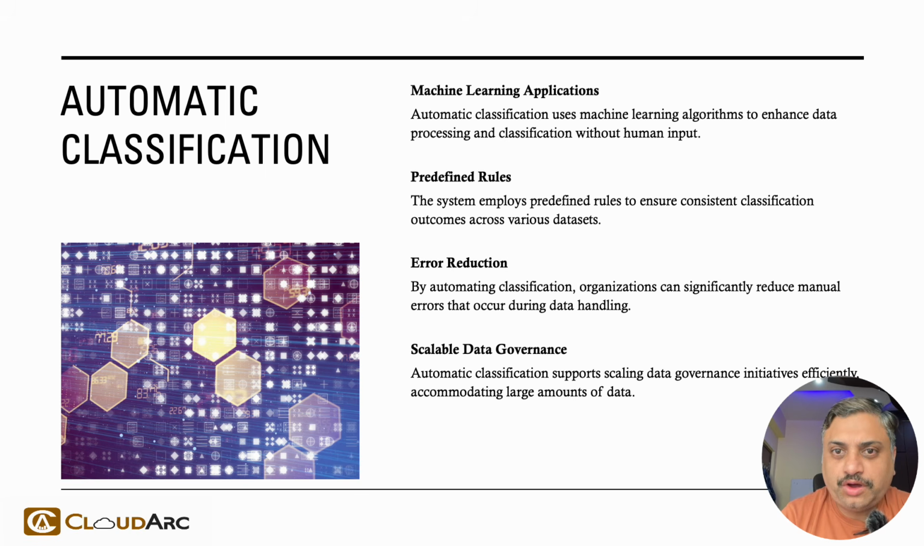In Purview, automatic classification leverages machine learning and predefined rules provided out of the box, as well as those we create with the help of trainable classifiers, to classify data without user intervention. This in a way helps scale the data governance efforts while reducing manual errors.